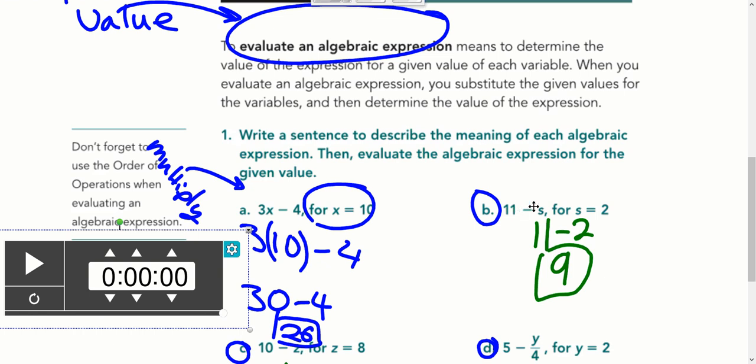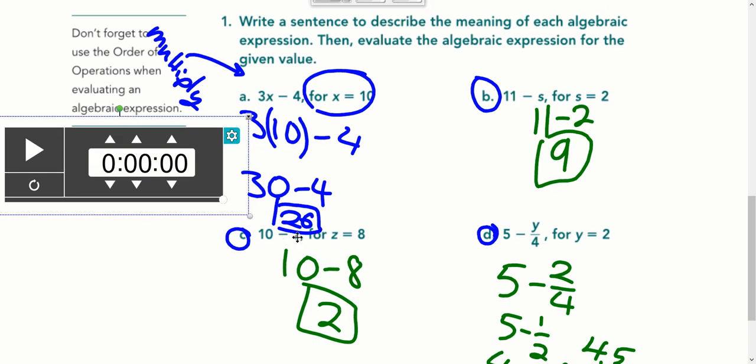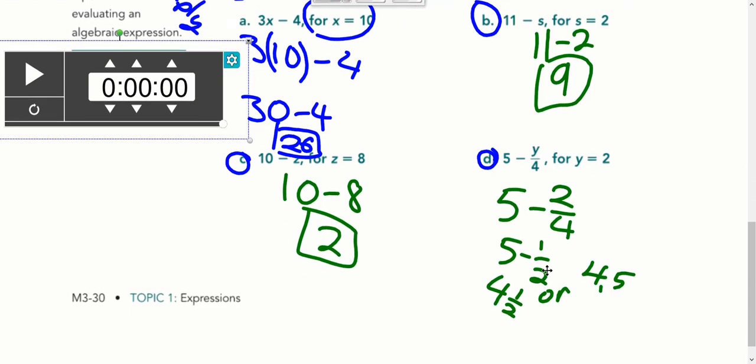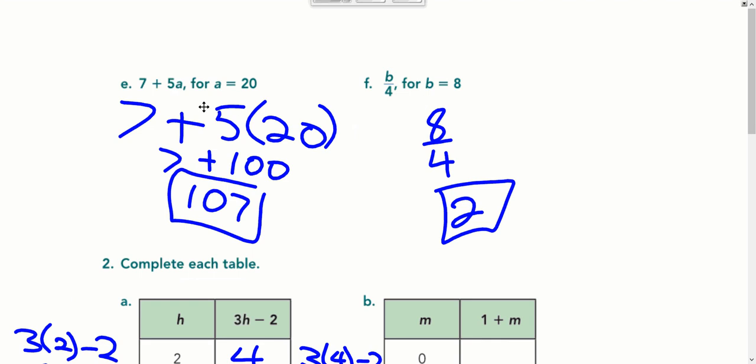So here, 11 minus s, so 11 minus 2. 11 minus 2 is 9. 10 minus z, well, z is 8, so 10 minus 8 is 2. And then d, 5 minus 2 over 4, which is the same as a half, so it's 4.5. And notice how I'm working my way down. I'm still not using that equal sign. And then a couple more.